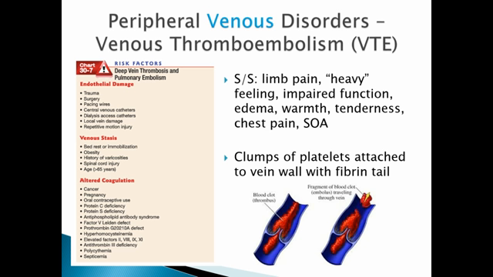So signs and symptoms of a DVT, again: limb pain, a heavy feeling, swelling, warmth, tenderness. Okay, that's DVT. Chest pain and shortness of air indicate that the clot has likely broken off and moved, and now we're looking at a PE.